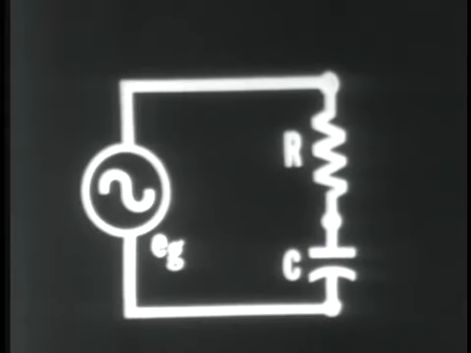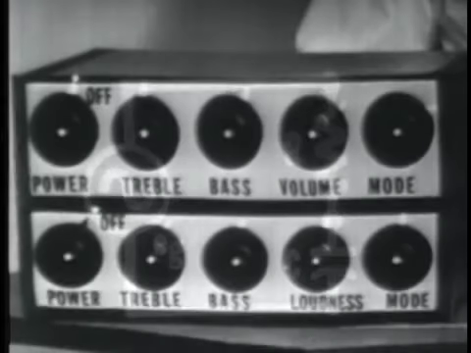Series RC circuits, what do they look like? A resistor and a capacitor in series across an AC voltage source. Series RC circuits, where do we use them?